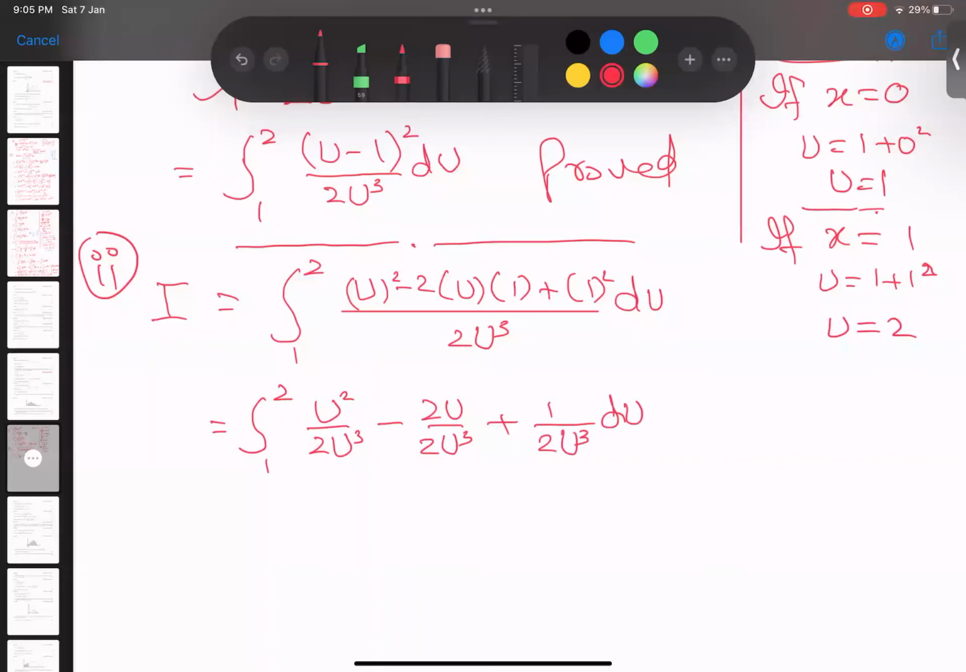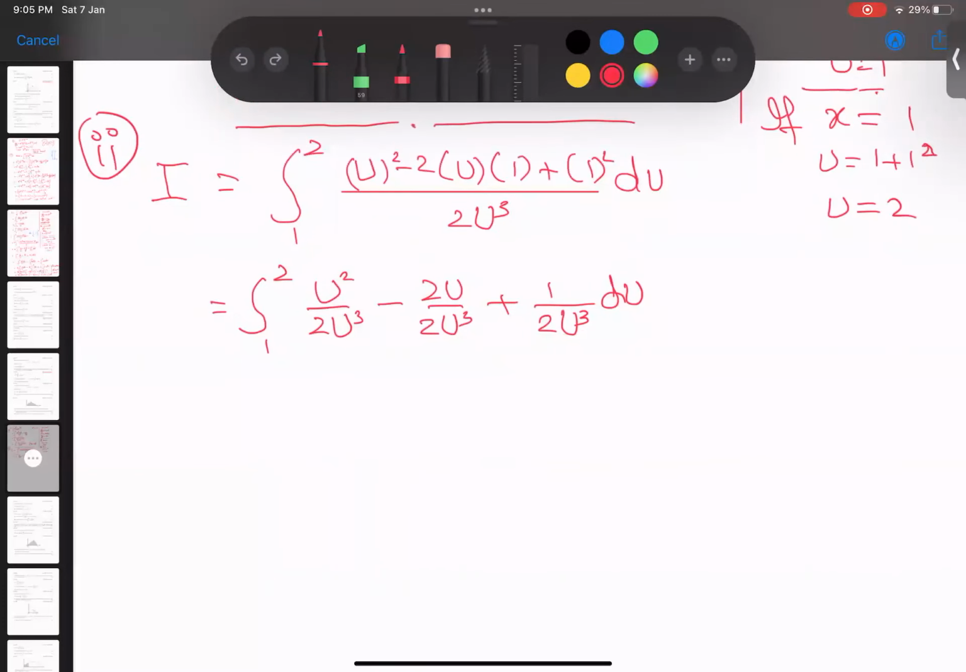Actually, I simplified and at the same time split by each value, divide by each value. I got this form. Now I will split it. Splitting, 1 by 2 and 1 by 2 comes out and 1 by u inside, because u square and u cube cancel out, I get 1 by u. Similarly, what about this one? The 2 cancels out, and I get here 1 over u square du.